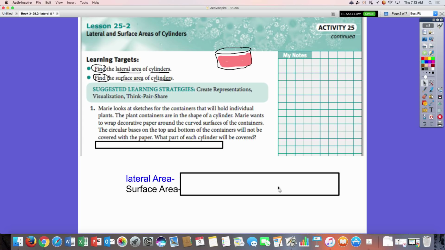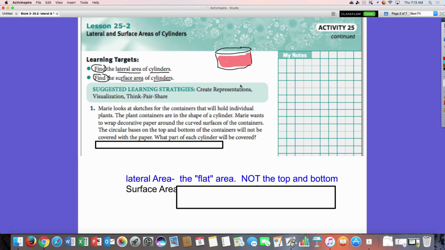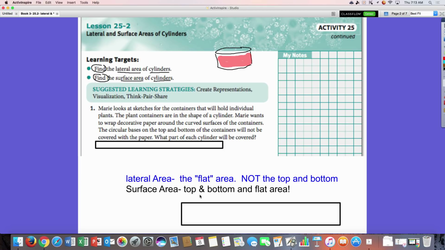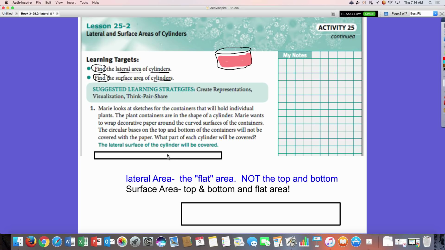Let's fill in the 2 most important vocabulary terms. You got to differentiate these 2 terms here. Lateral area is the flat part, this part I shaded in, not the top and the bottom. And surface area, the area of the surface, is the top and the bottom and the flat area. So lateral area, the flat part, I could basically unwrap that and make that a rectangle, which you'll see on the next page. So which part of this cylinder will be covered? Well, you know the answer to that. The front. The lateral surface of the cylinder will be covered. Hopefully you filled this part in. If not, press pause. Are you back?